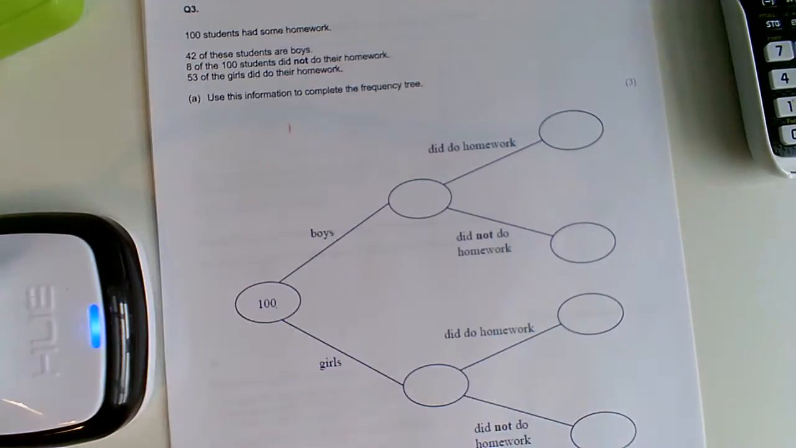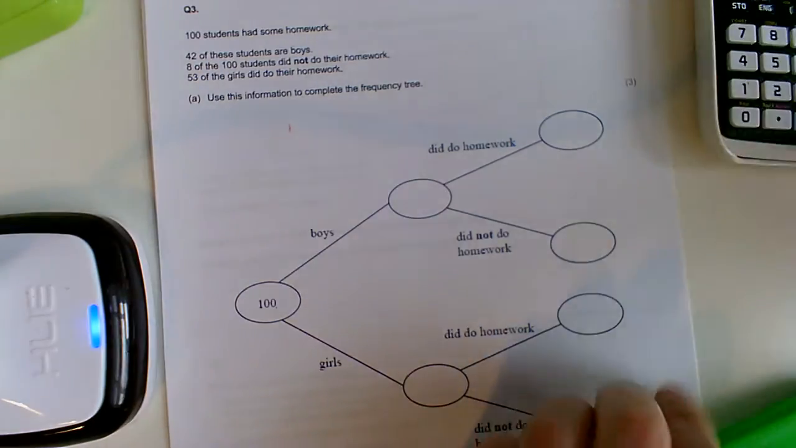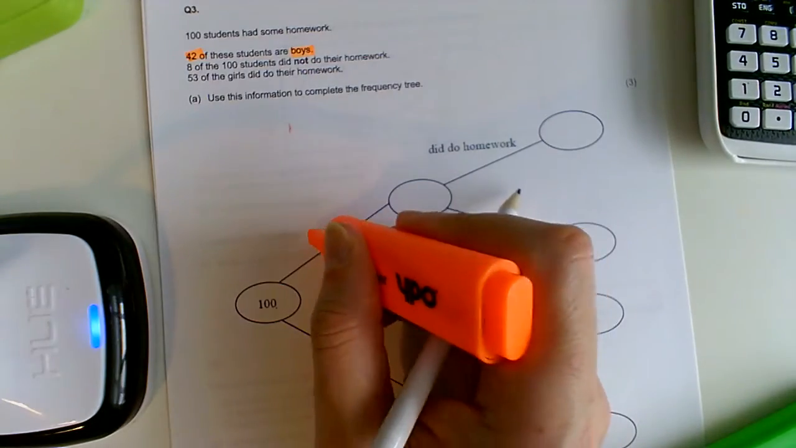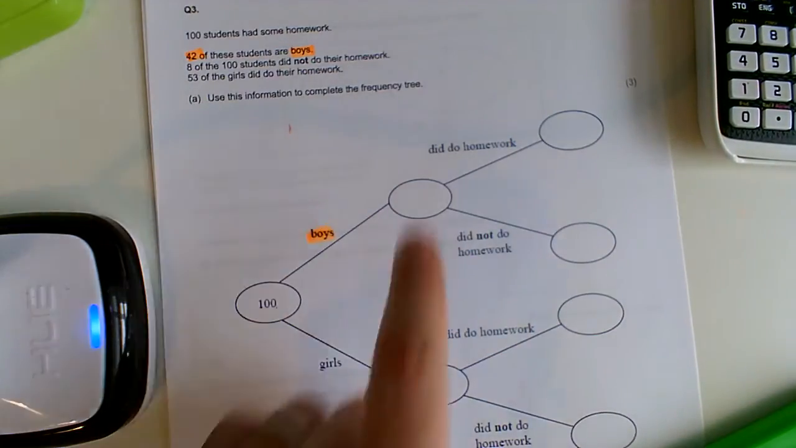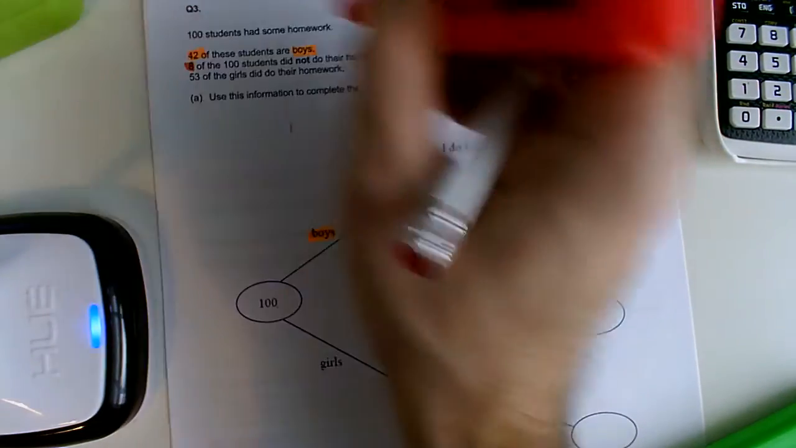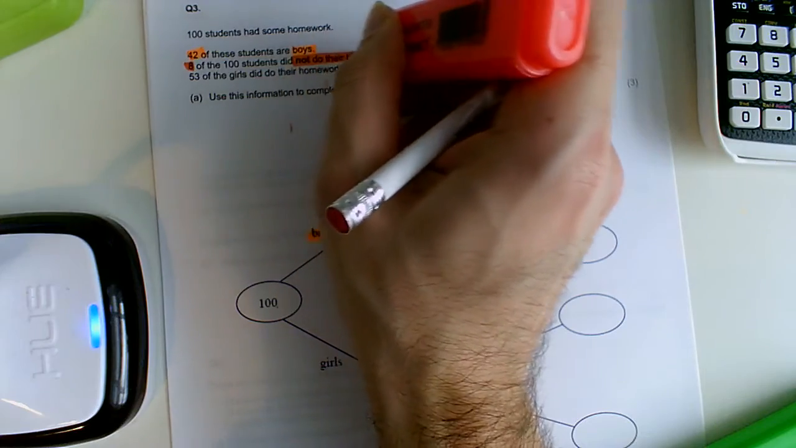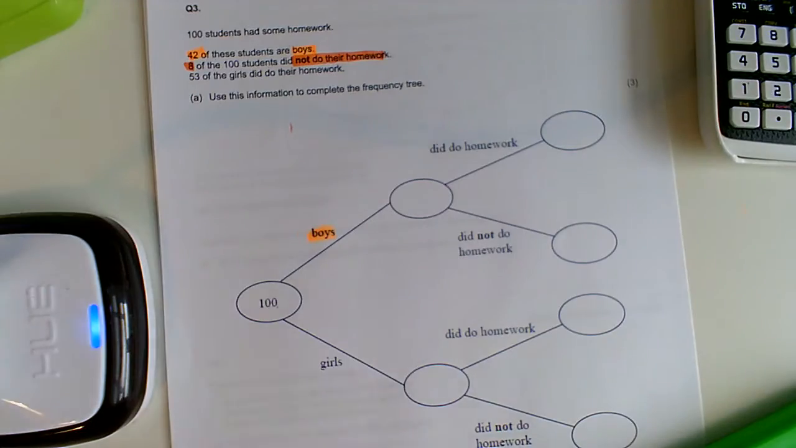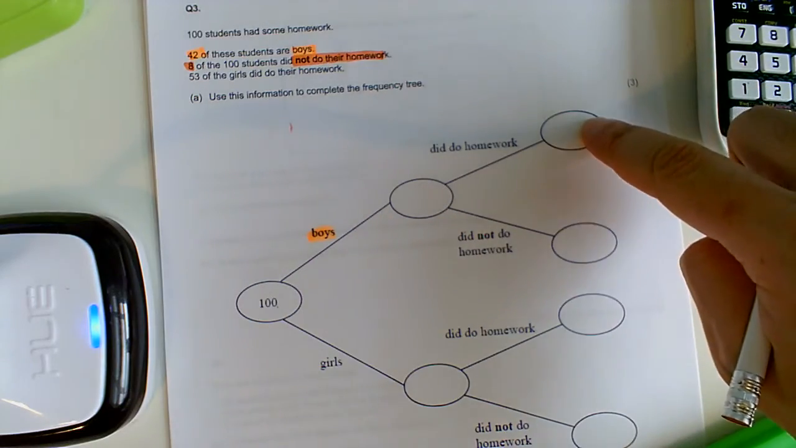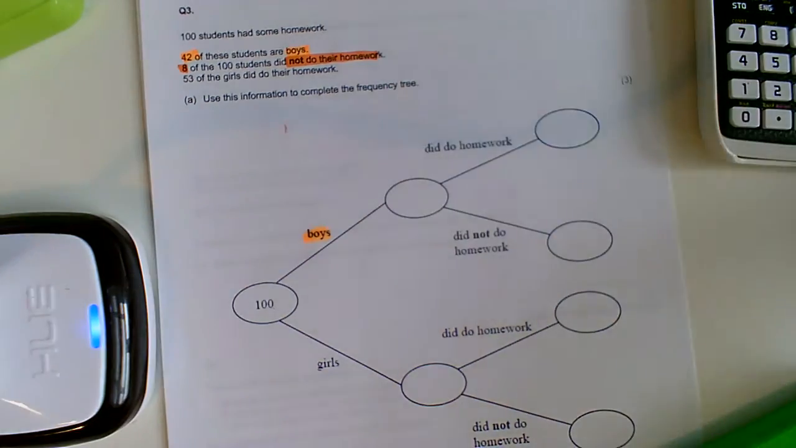42 of these students are boys. So think about where that 42 is going to go. 42 are boys, so there's the boys there. 8 of the 100 students did not do their homework. Now what that means is that in total, 8 did not do their homework. That's a tricky thing to do because remember, that can't just go in there because that's the boys who did the homework. Can't just go in there because that's the girls who did the homework.